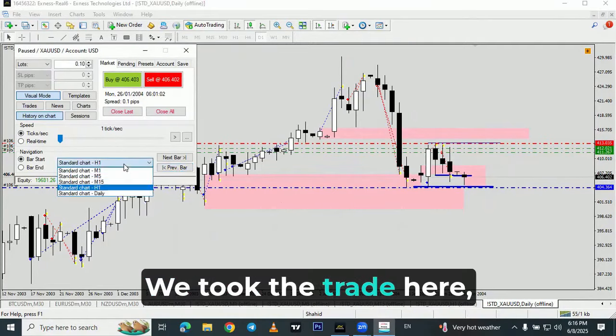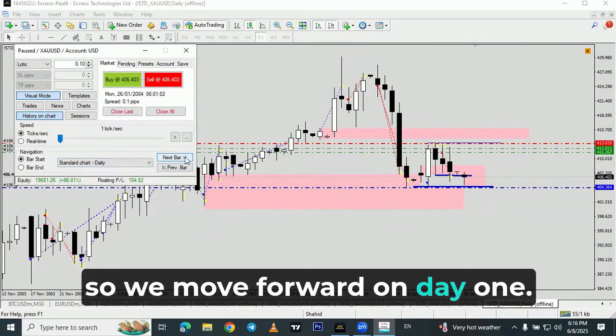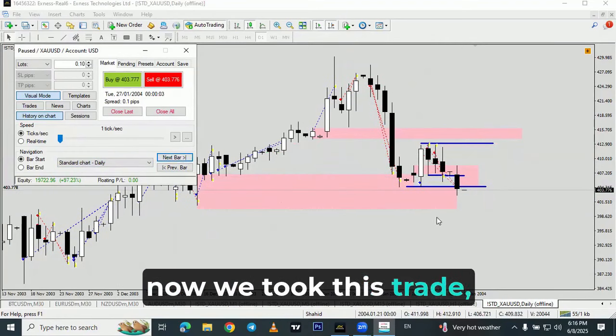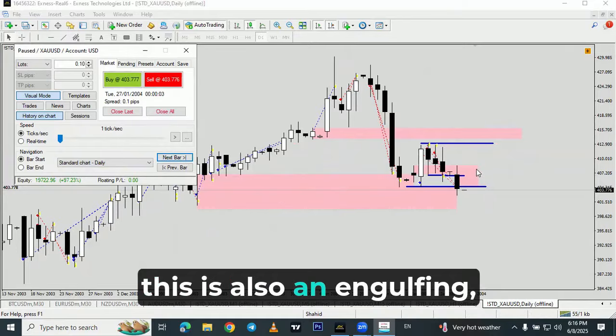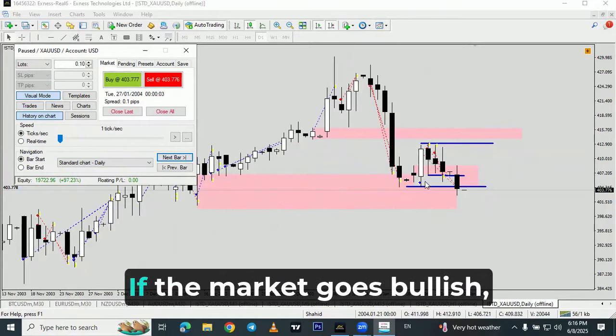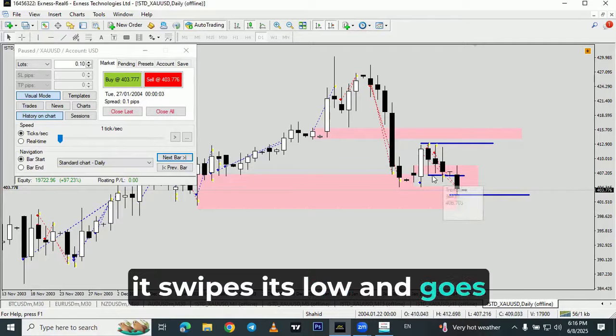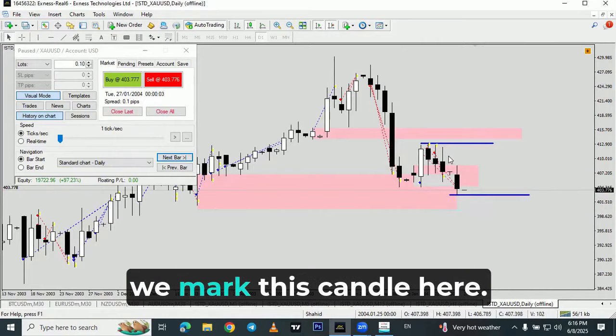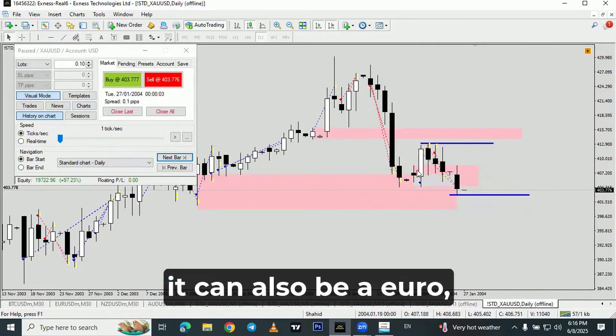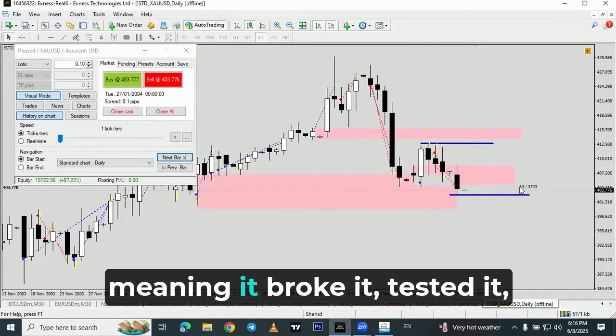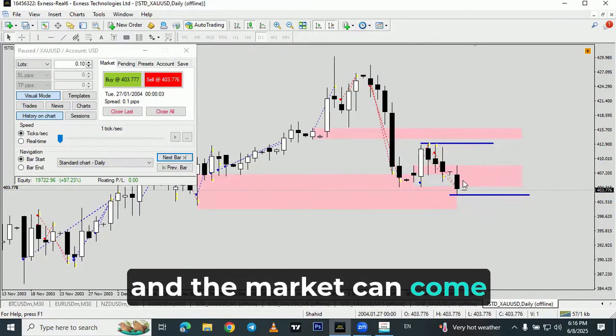We took the trade here, so we move forward on day one. Look here, now we took this trade, now we move forward. This is also an engulfing and this is also an engulfing. If the market goes bullish, it swipes its low and goes bullish. And if we look at it, we mark this candle here. If you see here, it broke it, tested it, and the market can come down from here.